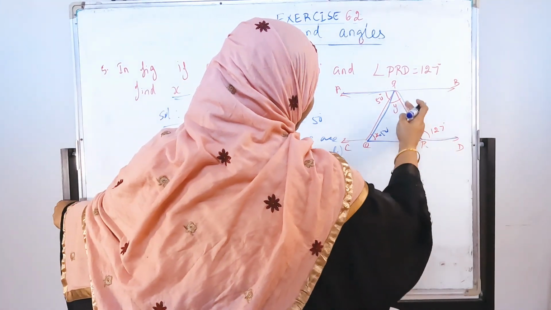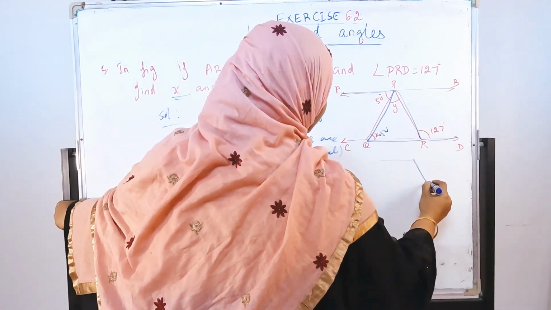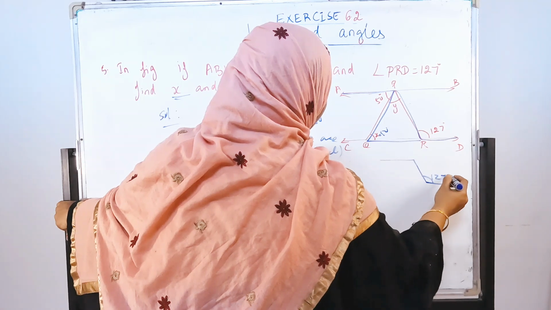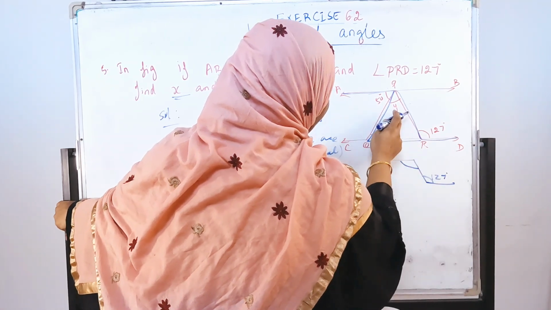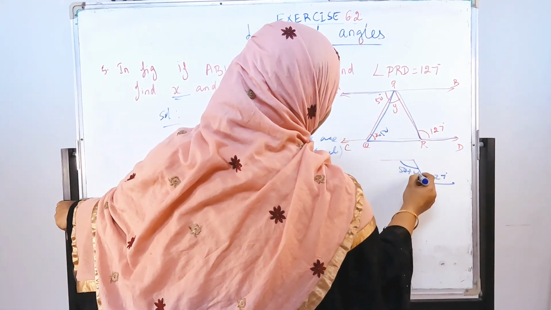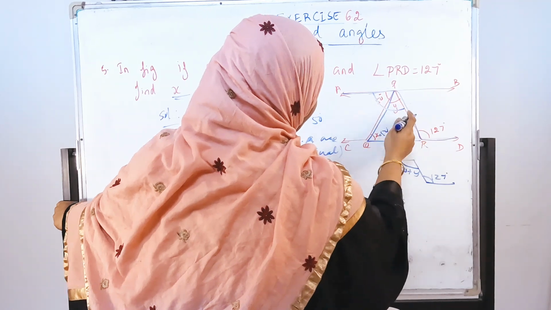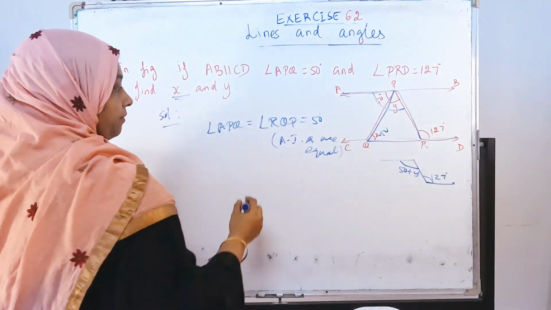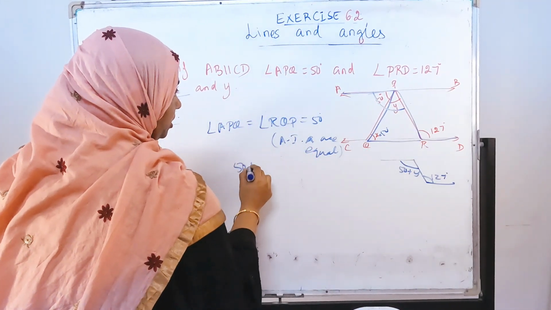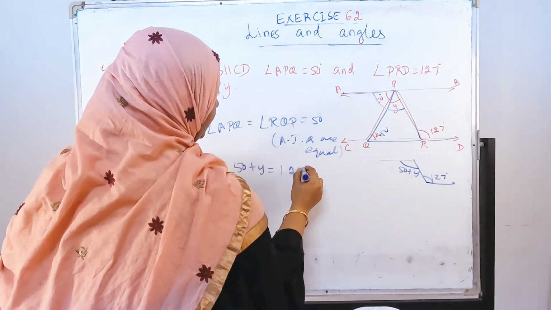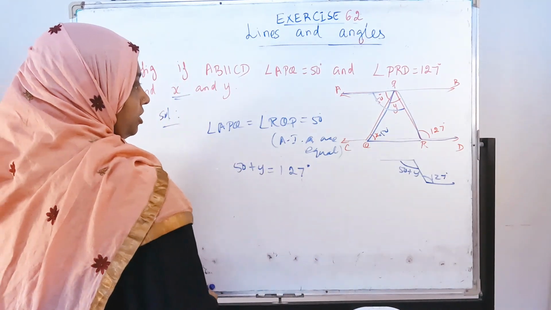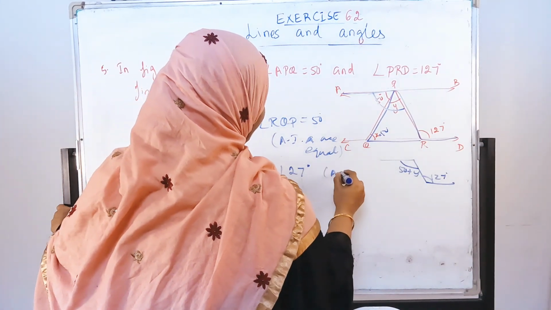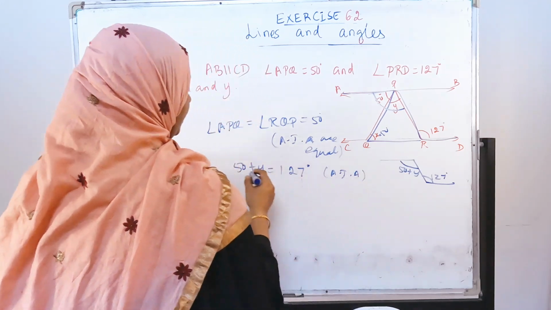Then this back side you take. This is it, like this. 127. And here 50, and y is also, 50 plus y. This total is 50 plus y. So 50 plus y is equal to 127 degrees. That is also alternate interior angles.